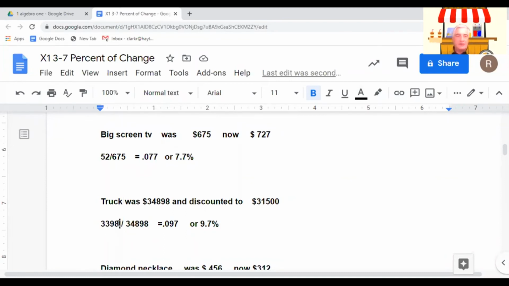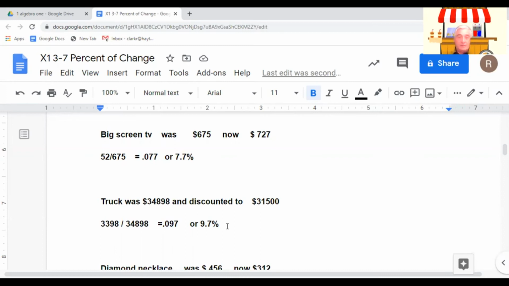When you subtract those two numbers, you get $3,398 was the discount. You divide it by the original price of the truck, $34,898. That comes out 0.097. When we move 2 decimal places to the right to get percent, we get 9.7%. The dealer is discounting it at almost 10%. Is it a good deal? I don't know. Maybe one of us should drive to Paragould and find out what that truck looks like.